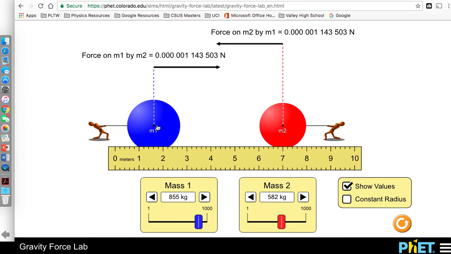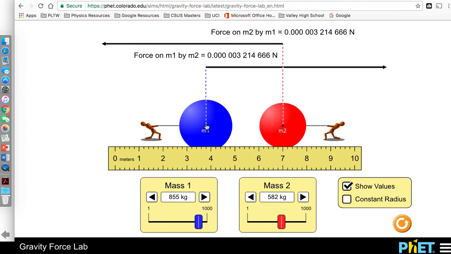As we decrease the distance between them, we're increasing the force of gravity. So this is an inverse relationship. As we make R, the distance between them, smaller, F increases. So R must be in the denominator of our equation.